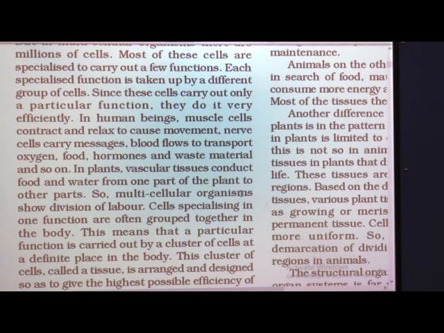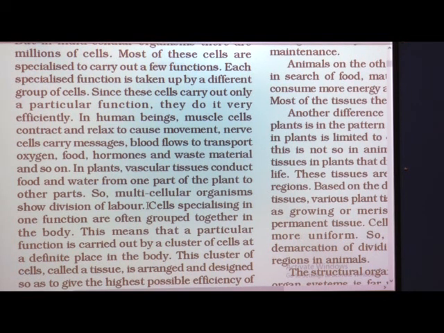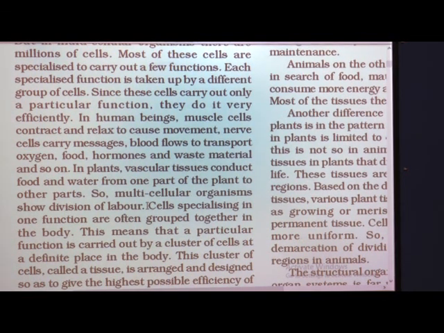So, multicellular organisms show division of labor, which means the work is divided, and different cells perform different functions in a multicellular organism, but this is not possible in a unicellular organism. In a unicellular organism only one cell is there in the whole body, and that is why all the functions are carried out by that single cell. Whereas in a multicellular organism there are groups of cells and they perform different functions, that is called division of labor.